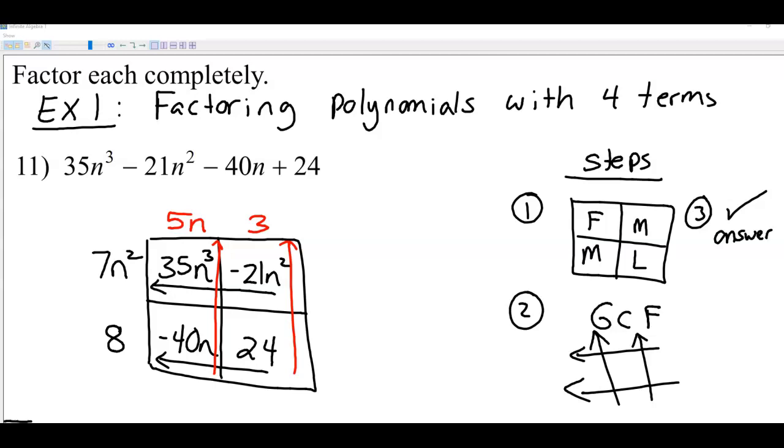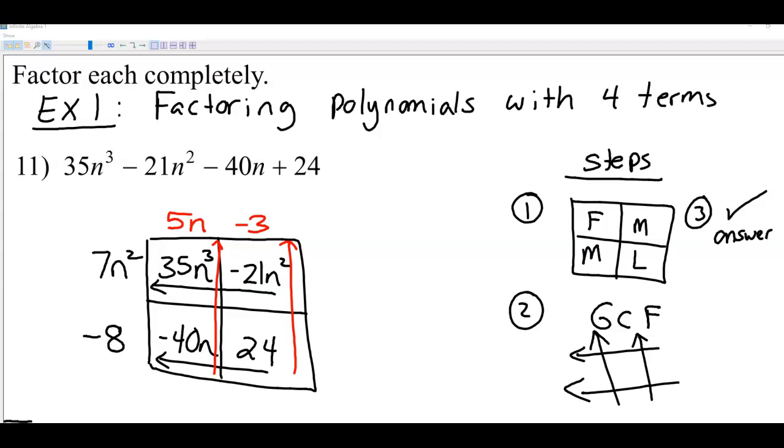So does 7n squared times 5n give me 35n cubed? Does 7n squared times 3 give me a negative 21? No, so we need to change that into a negative 3. And then next, does 8 times 5n make that? So we've got to make the 8 negative also. And then last one, does negative 8 times negative 3 give me a positive 24?